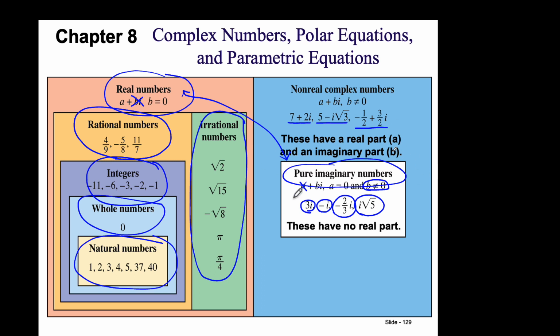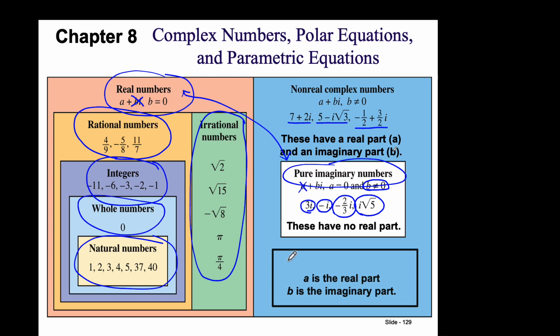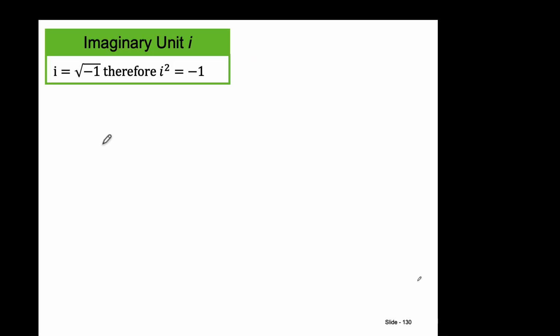The pure imaginary numbers have no real part. That's why we crossed out the lowercase a earlier. And numbers that can be put into rectangular form, a plus bi, a represents the real part and b represents the imaginary part. The imaginary unit, lowercase i, is equivalent to the square root of -1. Therefore, if we squared both sides of this equation, we would get i squared equals -1.